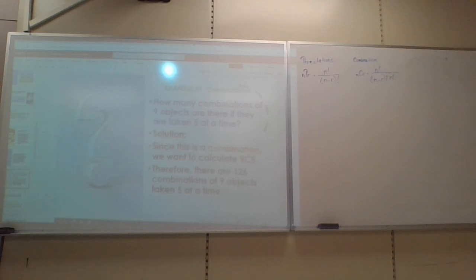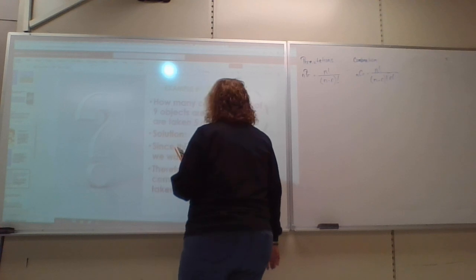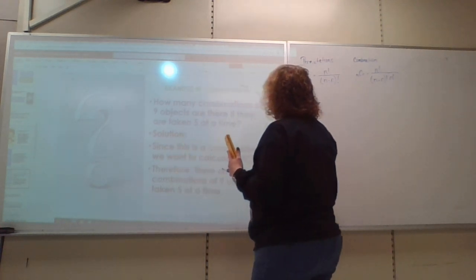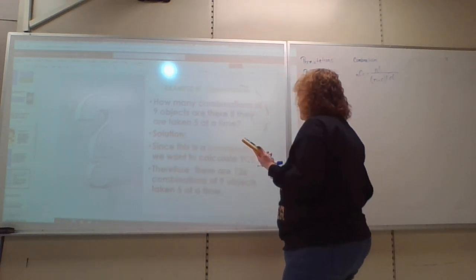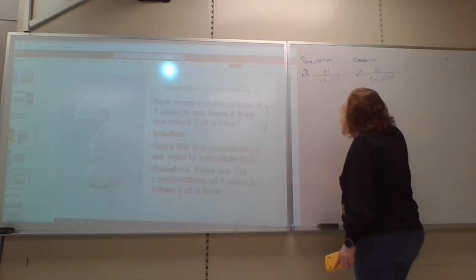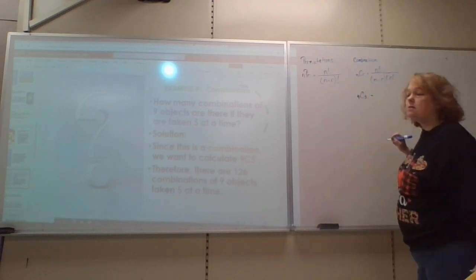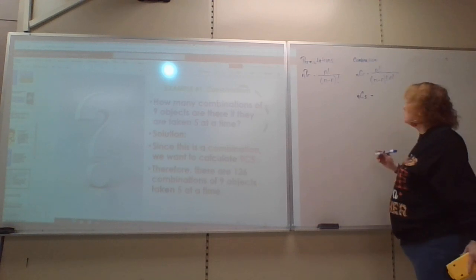Now, let's look at this example with your combination. How many combinations of 9 objects are there if 5 are taken? Okay, so what is my N? 9. 9C5, 5 being my R, right? Always put your big number first.